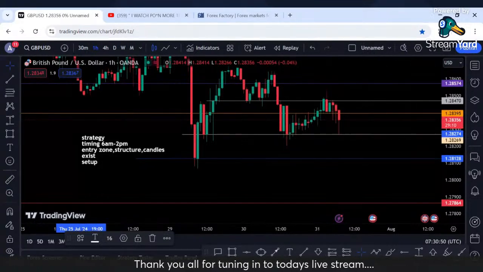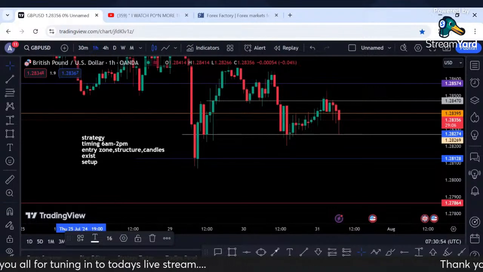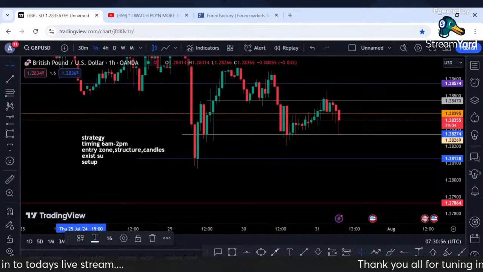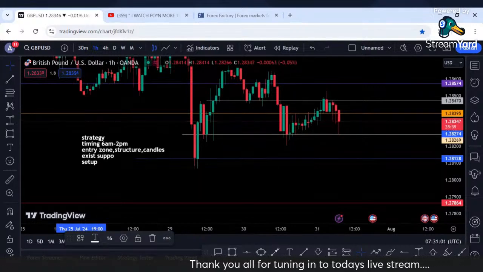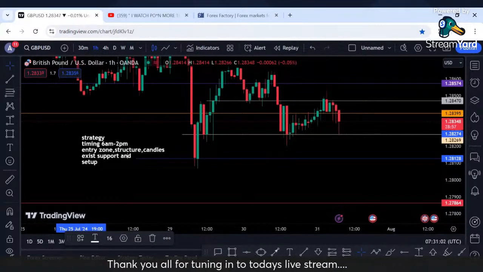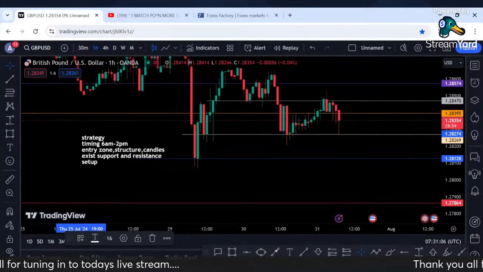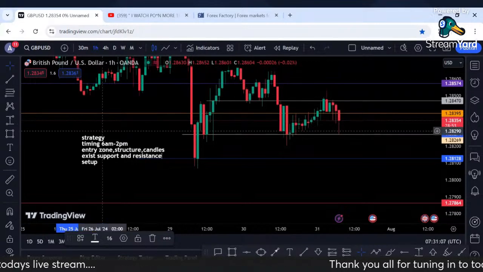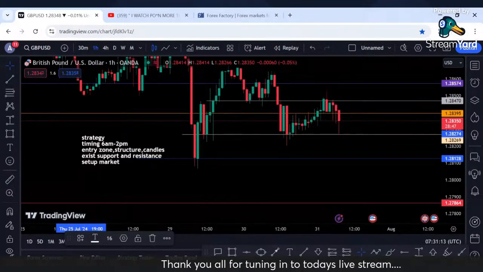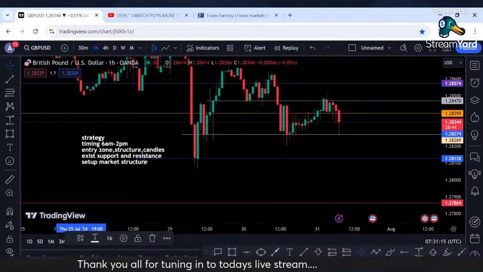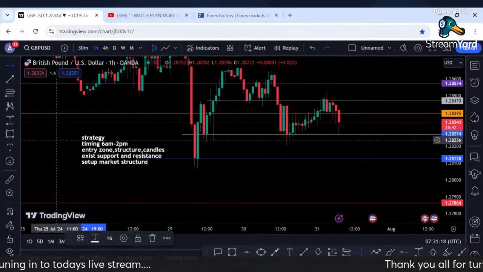And when it comes to the exit, what are the things that I take into consideration? Maybe when the market reaches a key level, especially the H4 and daily time frame, I have to exit from the market. So exit is the support and resistances. And the setup too, that's the market structure. You get it? So this is my trading plan.